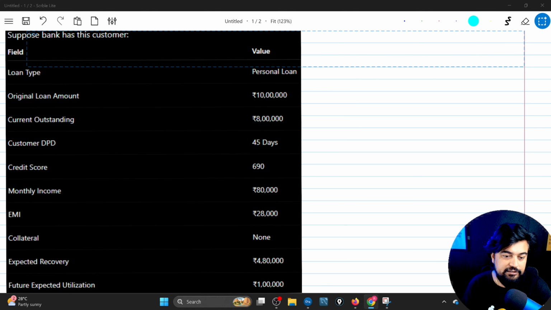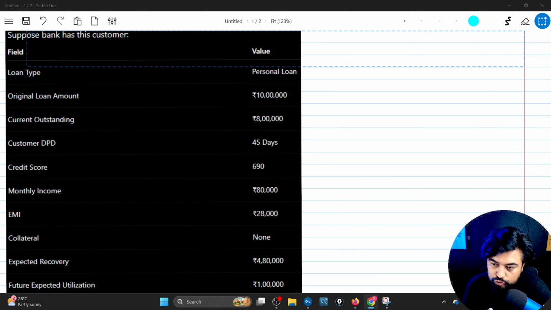So all of you can see one of the data sets which I already prepared, okay, because we are going to do some calculation on this. Before going to that example, let me be very clear. What is ECL? ECL means expected credit loss. So it is basically what? How much loss a bank expects in future after a borrower can default. So that is known as ECL.